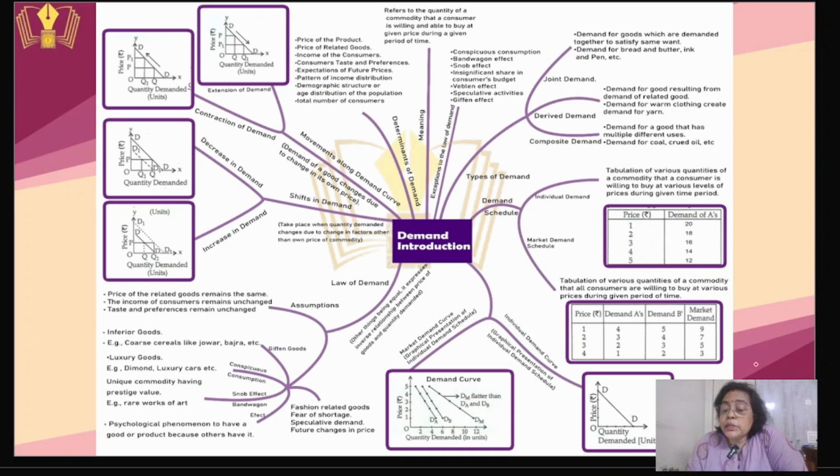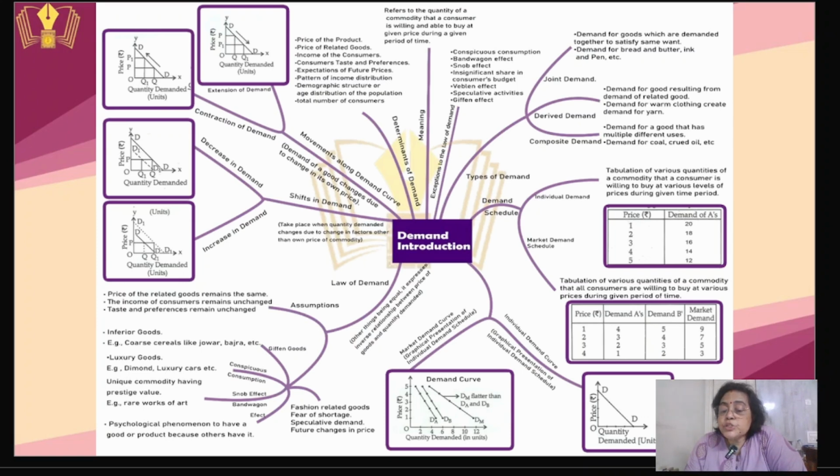So this way we can get the market demand schedule. You might get a question like that. Suppose a blank space is given over here, and you have been asked to find out the demand for B at price 3. So what you have to do: market demand is given, say 5, and demand for A is given as 2.